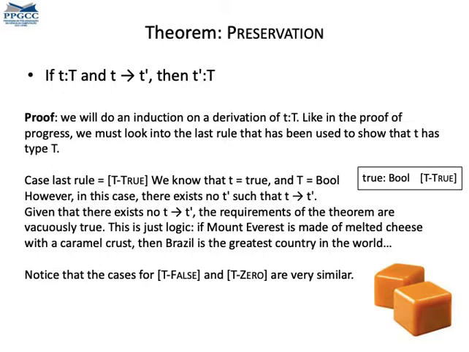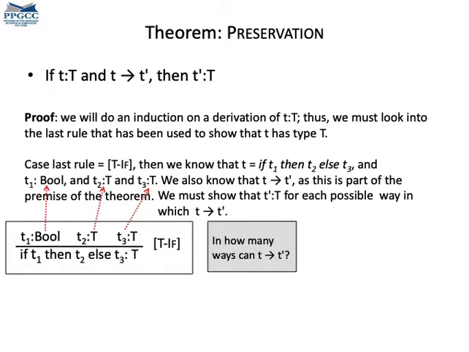The same holds for t equal to false, or t equal to 0, or t equal to suc of a numeric value. In all these cases, there is no way to take a step, so we do not have to worry about these terms. Let's now look into a term that can take a step: if t1 then t2 else t3. In this case, we know that t1 has type bool and that t2 and t3 have a type T, which is the same for both.